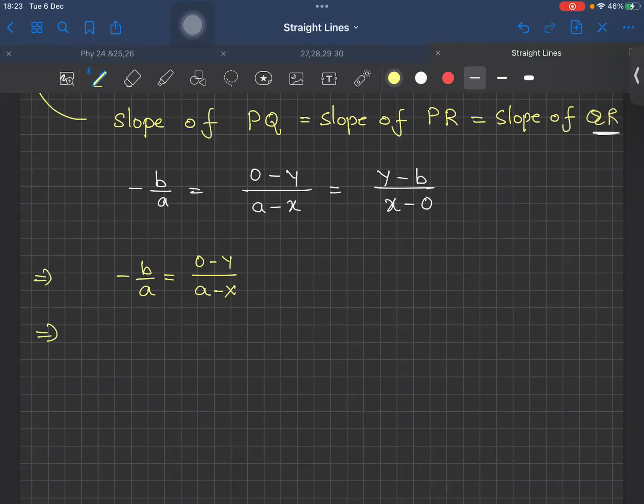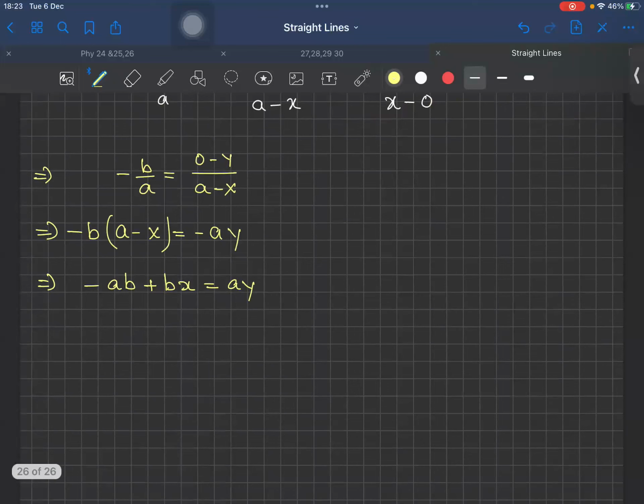Clear. Okay, now I'll just cross multiply. A minus X is equal to A minus X into minus B, right? Yes or no? Yes, sir. Equal to minus AY. Okay, cross multiply. Now I'll just multiply it inside. Minus AB plus bx is equal to ay. Is that okay?